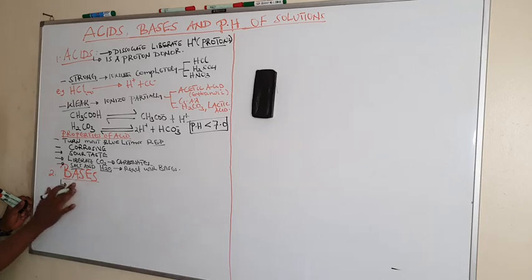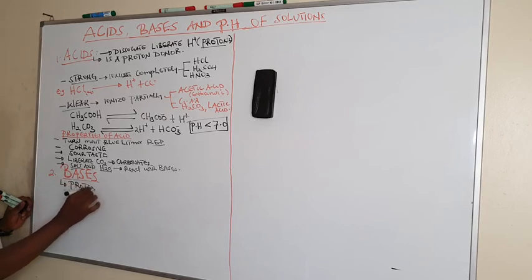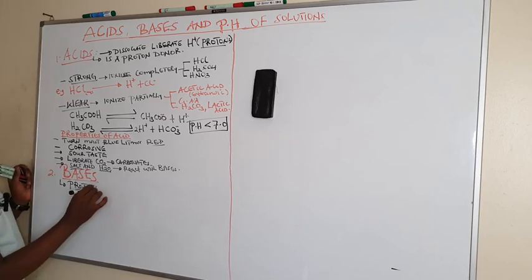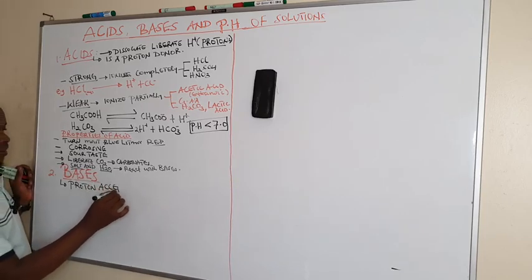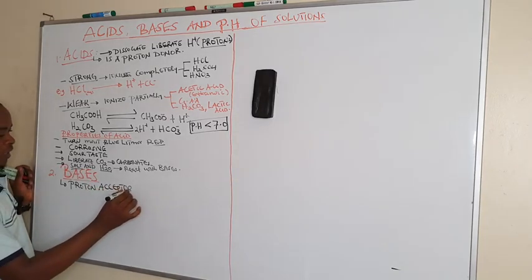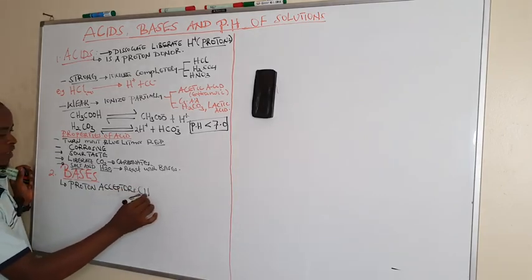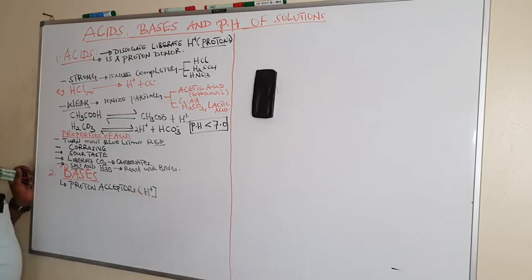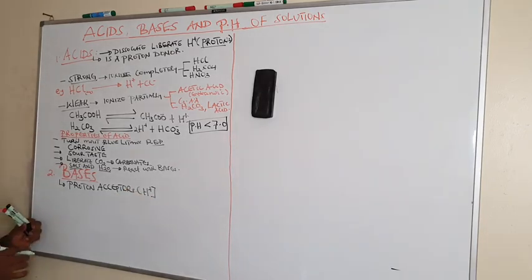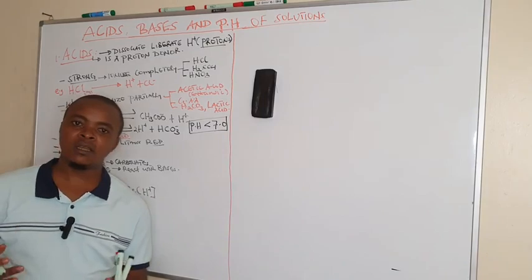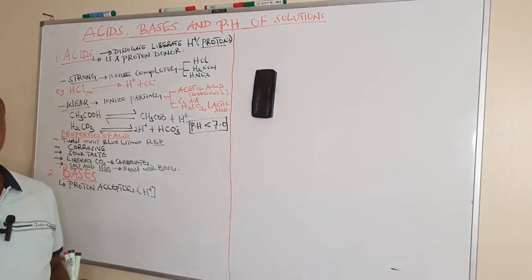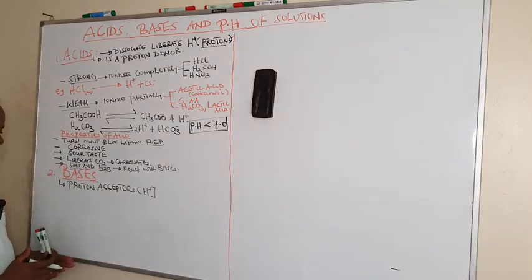These ones, or in summary, we can say bases are proton acceptors. They accept the protons in solution, and that's why we call them proton acceptors. For them, they accept the hydrogen or protons. So those are the bases. So in solutions, bases act by accepting protons.